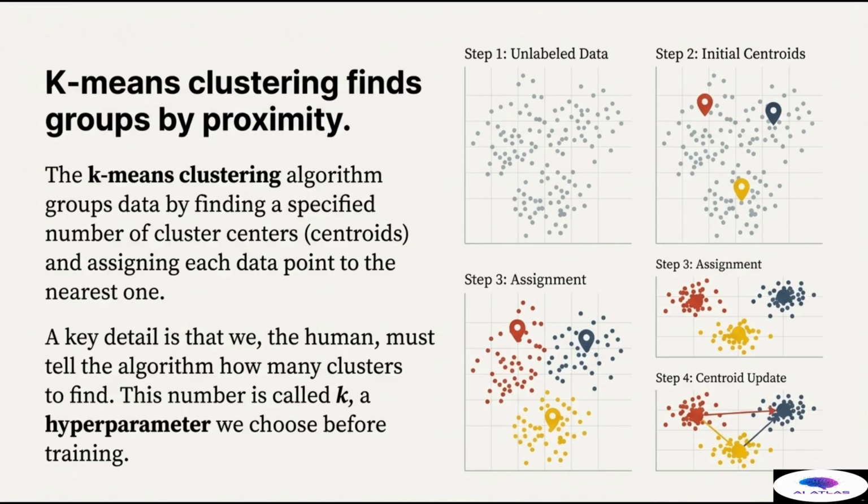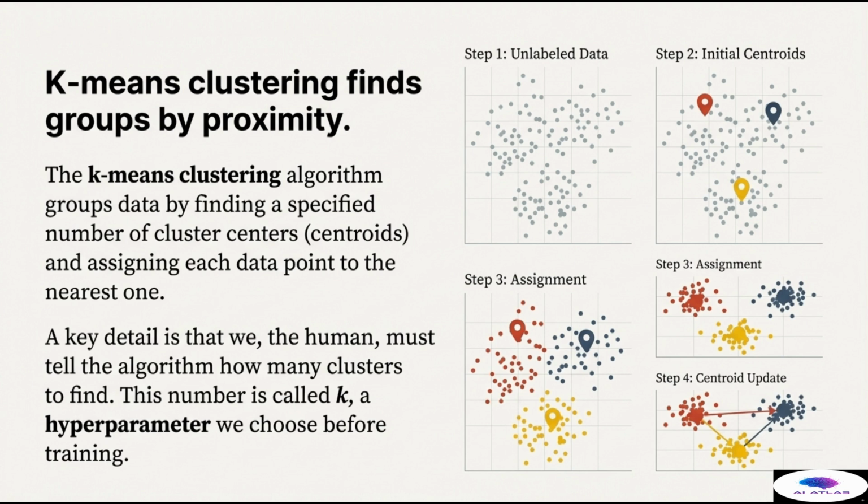One of the most foundational and widely used methods for unsupervised learning is k-means clustering, which finds groups based on the proximity of data points. The algorithm operates by trying to identify a specified number of cluster centers, which we call centroids, and then assigns every data point to the nearest one. Let's walk through the steps.